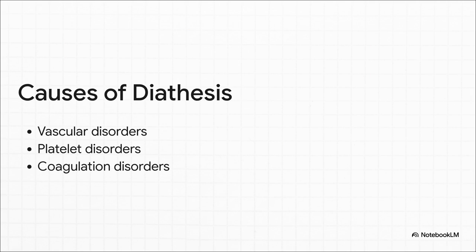First up, vascular disorders. Think of this as an issue with the actual blood vessels, or the pipes themselves. Second, platelet disorders. This is a problem with the tiny cells responsible for forming that very first physical plug in a wound. And third, coagulation disorders. That's a failure in the chemical cascade that actually solidifies and glues that plug into place. Literally every bleeding disorder traces back to a breakdown in one of these three areas.